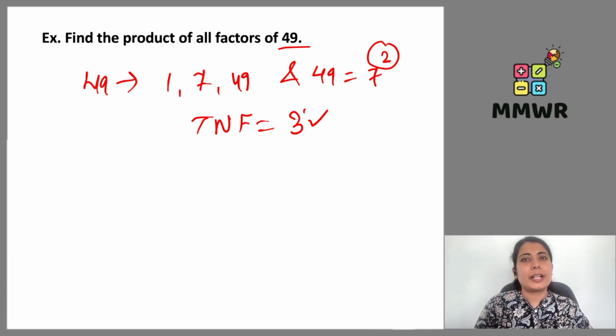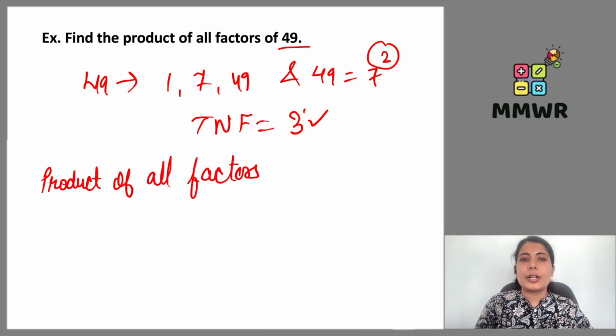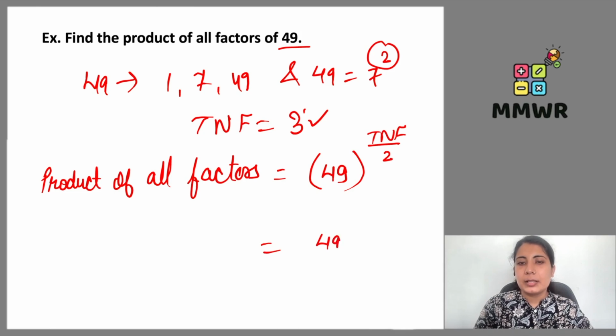After getting the total number of factors, 3 for 49, what will we do now? Product of all factors. What do we have to do then? The product of all factors will be the number, 49. The power should be the total number of factors divided by 2. So I write 49 and its power is 3 upon 2.